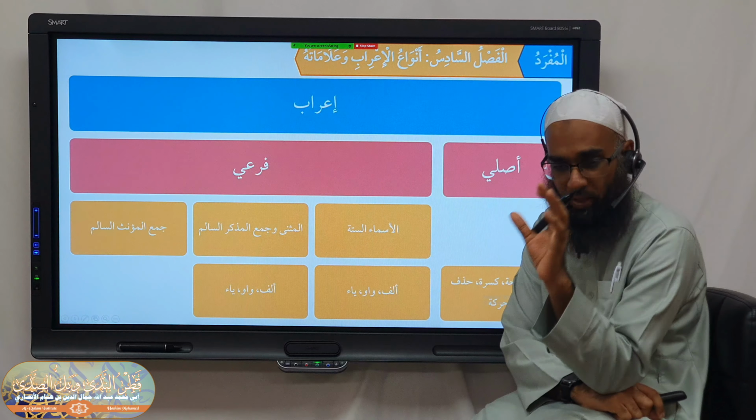So if any word is made plural by adding an extra alif and a ta. Correct? So he's explaining the i'rab. So the i'rab asli is for all words except asma'u sitta, except muthanna, except jam'ul mudhakkar salim, except kila, kilta, ithnani, ithnatani, and except ulat, and those words which are made plural by adding an extra alif and ta. In amwat, is it an extra alif and ta, or is that part of the root letters? Part of the root letters. So that's why that's not under this rule.